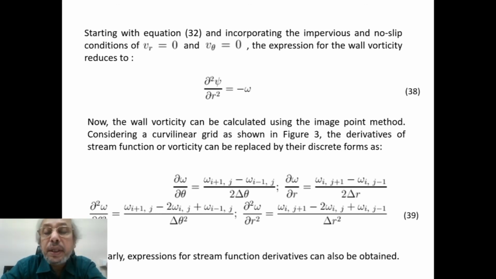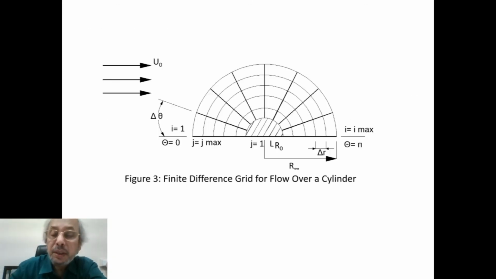Considering a curvilinear grid as shown in figure 3, I have explained that in the radial direction these are delta r's and j equals 1 to j max, and in the theta direction these are delta thetas and i equals 1 to i max. So i equals 1 to i max in the theta direction, and in the radial direction j equals 1 to j max. In the radial direction delta r is the grid size. In the theta direction delta theta is the grid size.